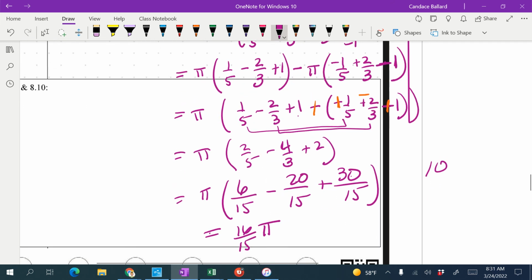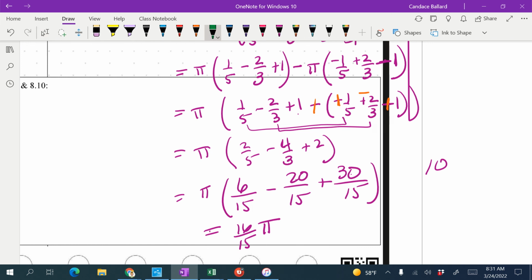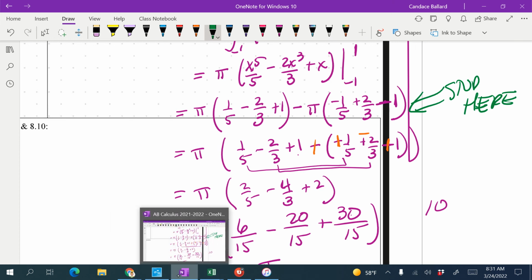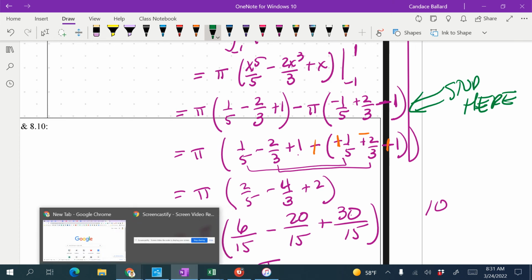Technically, on the AP test, if they did ask us to integrate this on free response, we would go ahead and stop here, because as soon as we have a numeric answer, we stop and we don't make mistakes in our final answer.